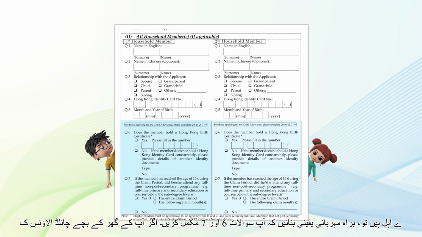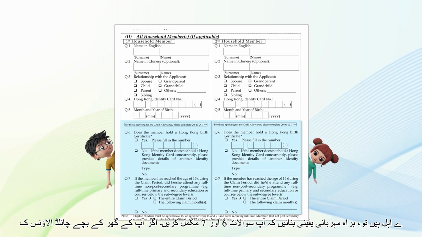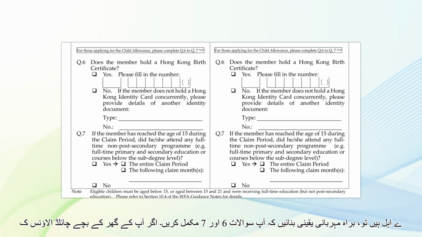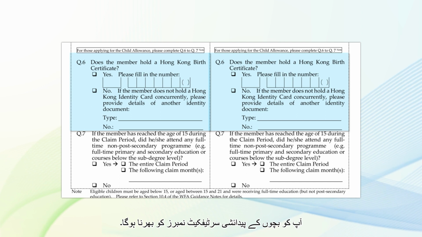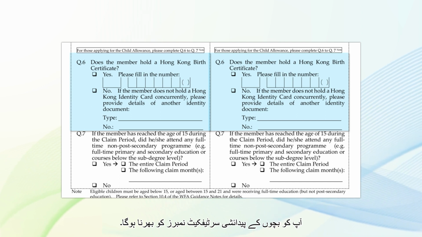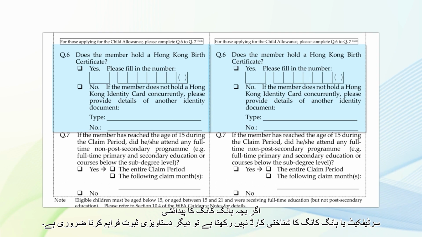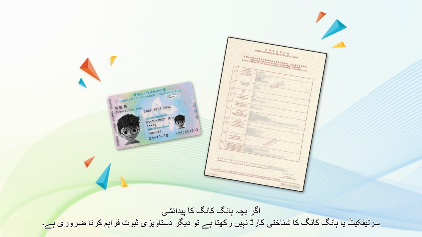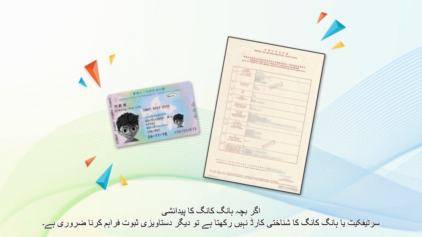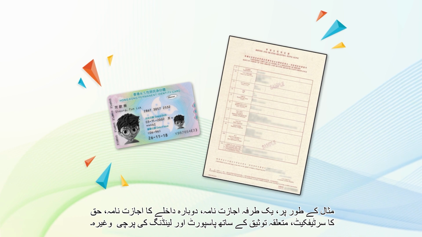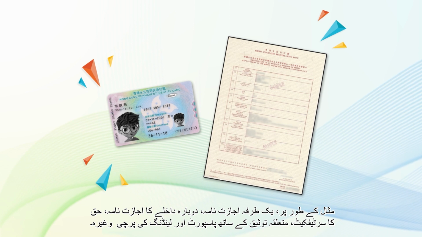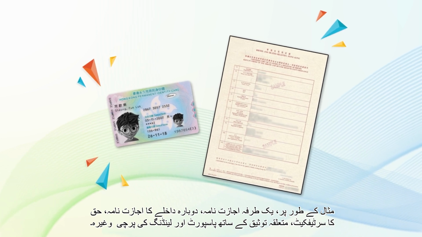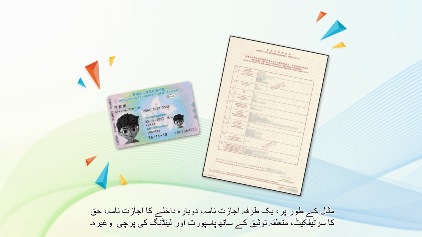If your household has children eligible for a child allowance, please make sure that you complete questions 6 and 7. You must fill in the birth certificate numbers of the children. If the child does not hold Hong Kong birth certificate or Hong Kong ID card, other documentary proof must be provided. For example, one-way permit, re-entry permit, certificate of entitlement, passport with the relevant endorsement and landing slip, etc.